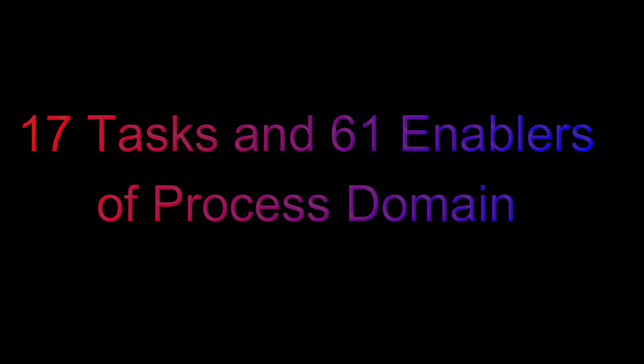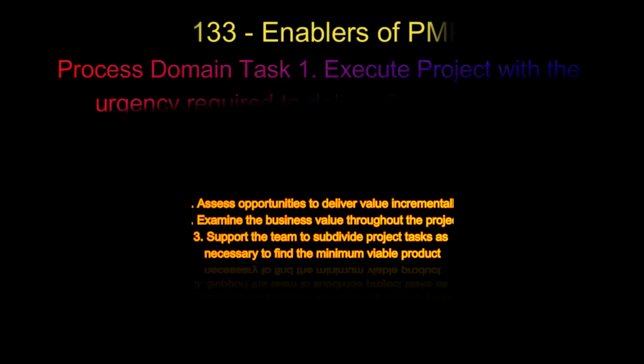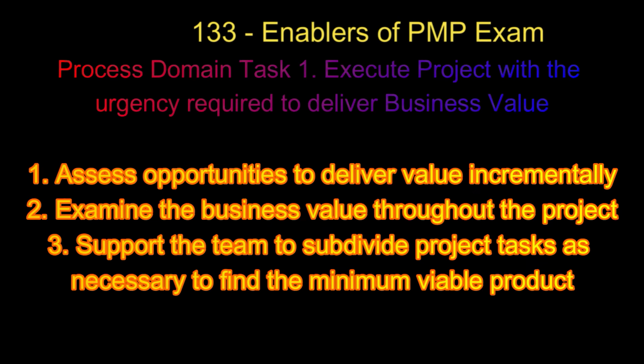Next, we will discuss the 17 tasks and 61 enablers of the process domain. Process domain task 1, execute the project with the urgency required to deliver business value. This task has 3 enablers. First, assess opportunities to deliver value incrementally. Second, examine the business value throughout the project. Third, support the team to subdivide project tasks as necessary to find the minimum viable product.